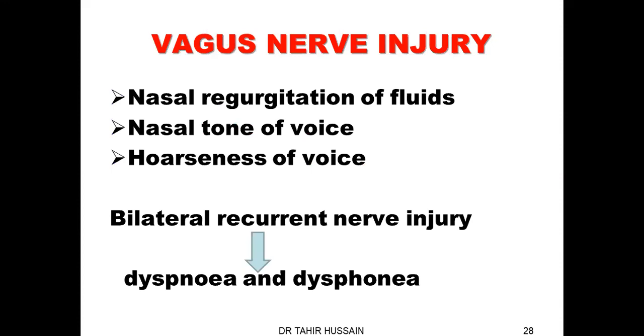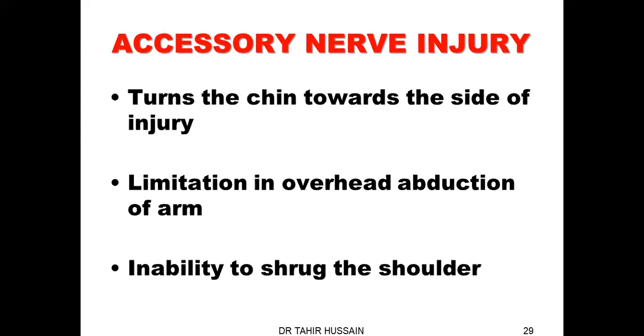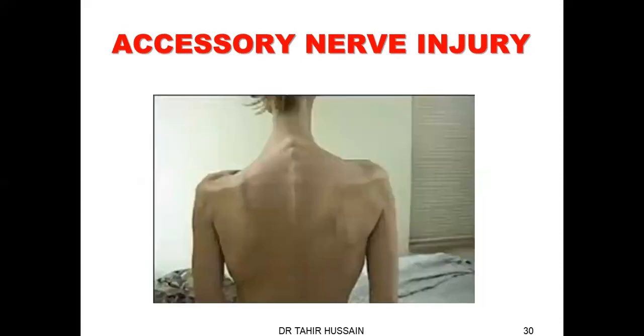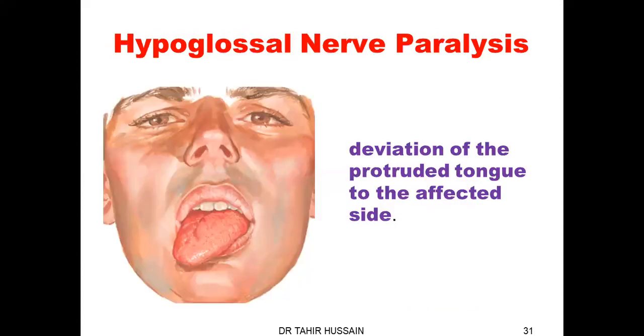Vagus nerve injury results in nasal regurgitation of fluids, nasal tone of voice, and hoarseness of voice. Bilateral recurrent nerve injury results in dyspnea and dysphonia. Accessory nerve injury results in turning the chin toward the side of the injury, limitation in overhead abduction of the arm, and inability to shrug the shoulder. This is the picture of accessory nerve injury.